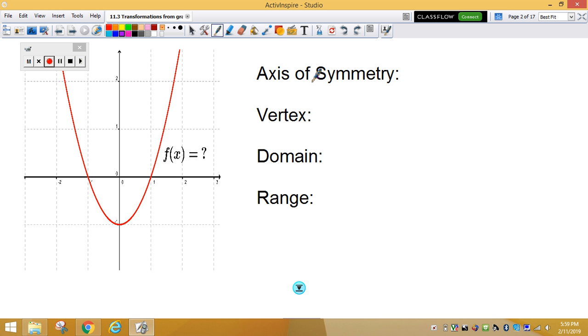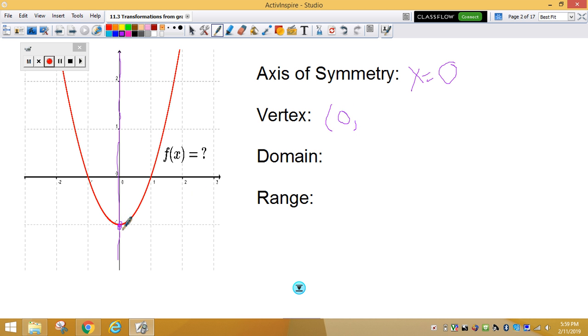So if you remember, the axis of symmetry is a line that goes down the middle of your graph, and it's always going to be x equals some number. So in this graph, here's your little line that cuts it in half, and it's at x equals 0 because it goes straight down the middle. Whatever your axis of symmetry is always the first number of your vertex, okay?